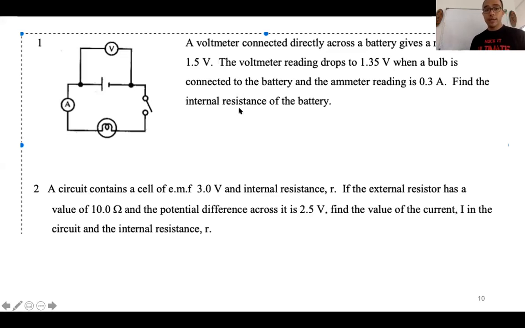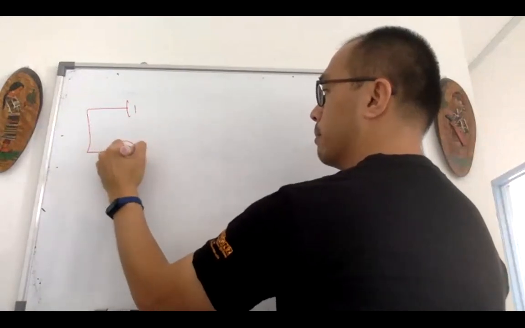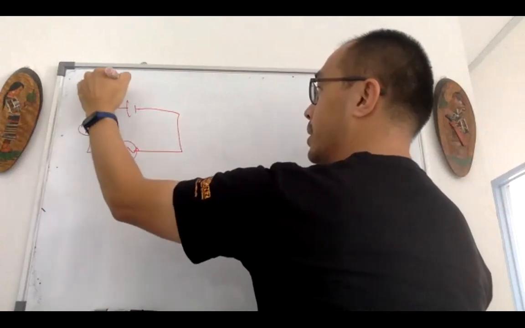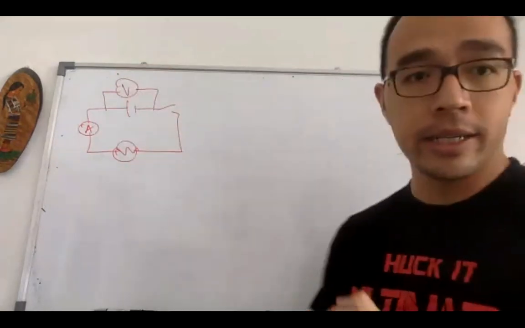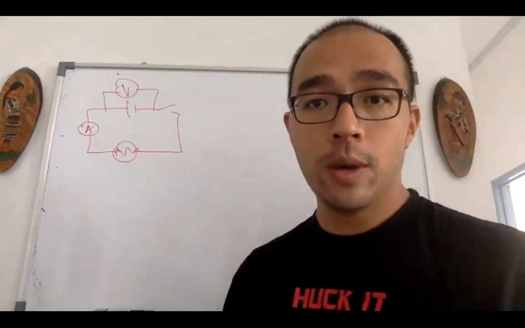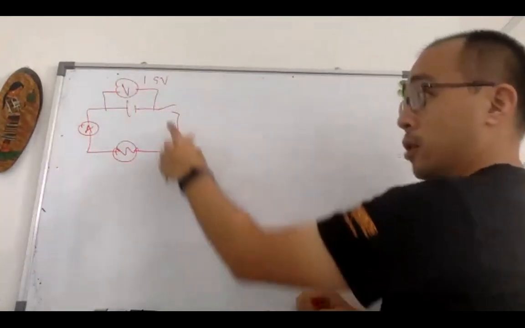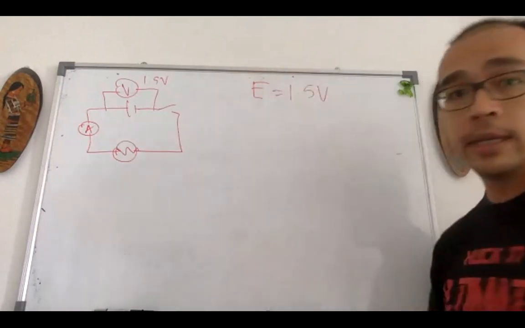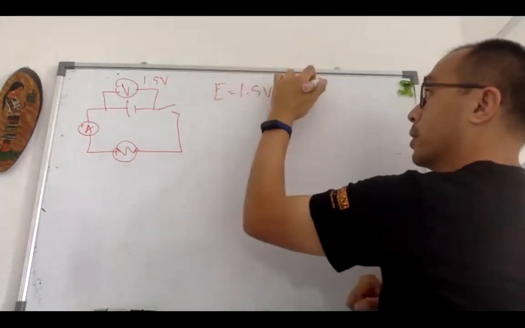So I'm going to put all this information here. This is the bulb. When the switch is open, the reading is 1.5 volts. Open circuit, therefore E must be 1.5 volts. We established this first. E equals 1.5 volts.